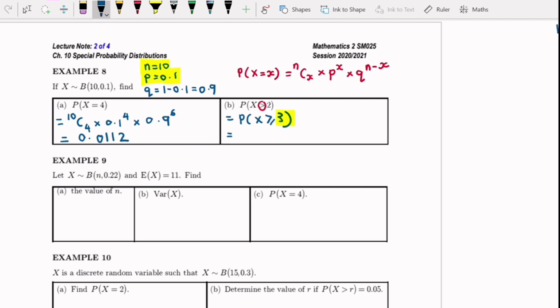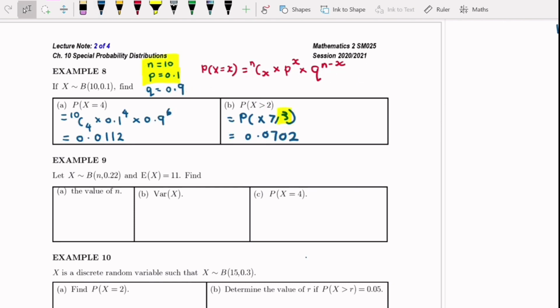Okay, so probability X greater than or equal to 3 is 0.0702. Now, let's look at example 9. Let X be binomially distributed with n and p equals 0.22, and E(X) equals 11. Find the value of n.